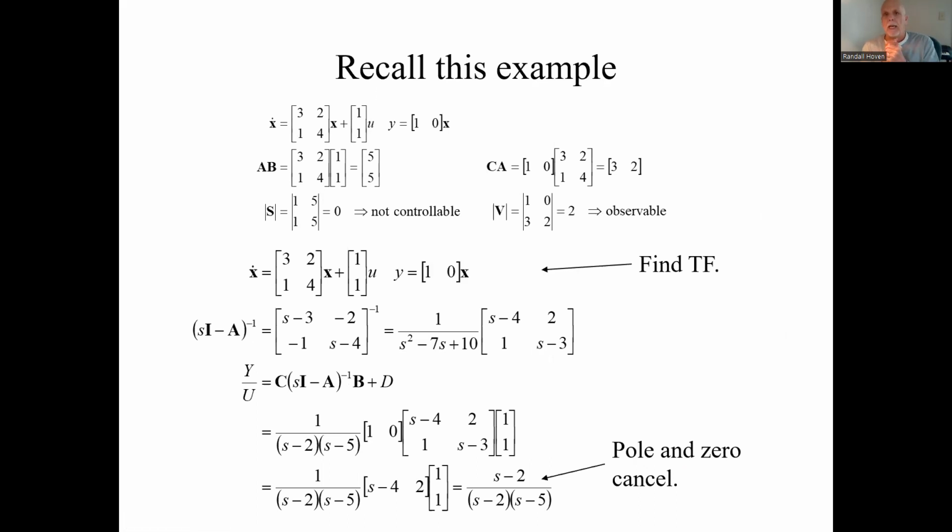Let's look at the example that was not controllable, but was observable. Let's find its transfer function. We had a way to do that before. We had to do this sI minus A inverse. I won't go through this matrix arithmetic. And you had this formula for writing the transfer function. Again, this is in previous videos. You go through all that matrix arithmetic, you get this. You see that there is a pole and a 0 that cancel.